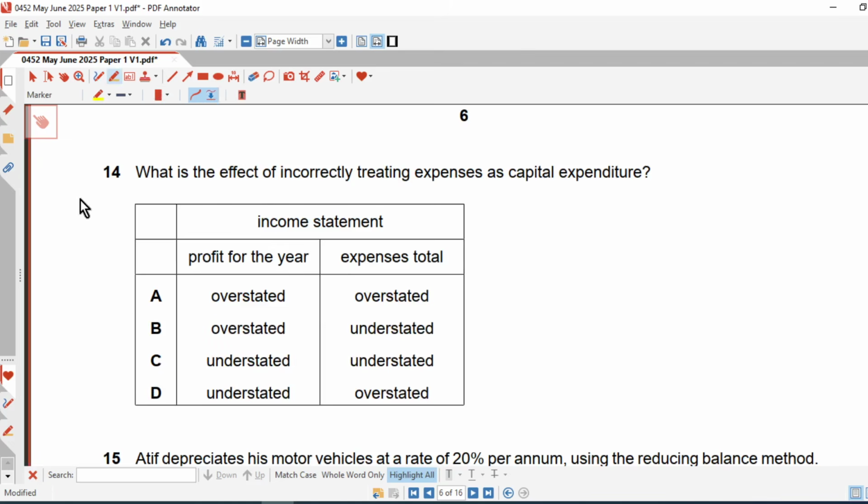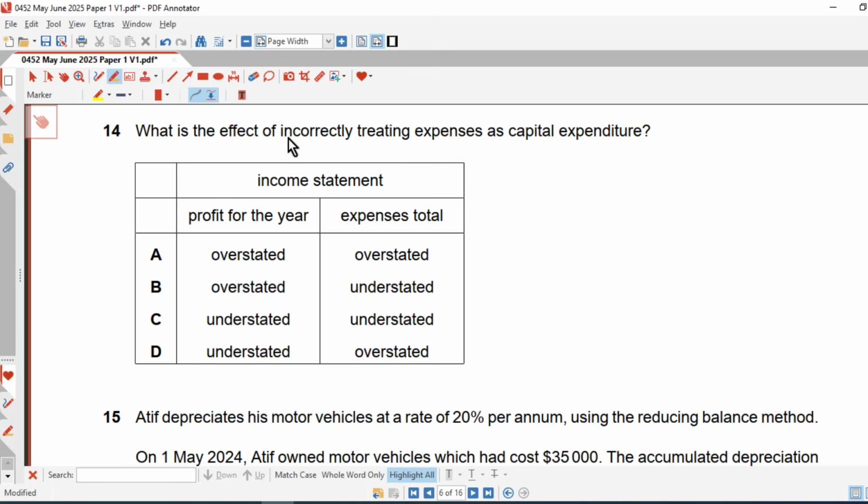Question 14. What is the effect of incorrectly treating expenses as capital expenditure? Right? What is the effect? It's supposed to be an expense. We spent money on something, right? Supposed to be an expense, but we recorded this incorrectly as an asset, right? As a capital expenditure. So what happens here?